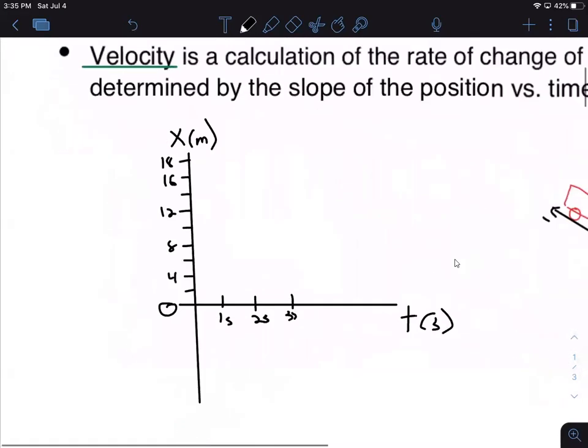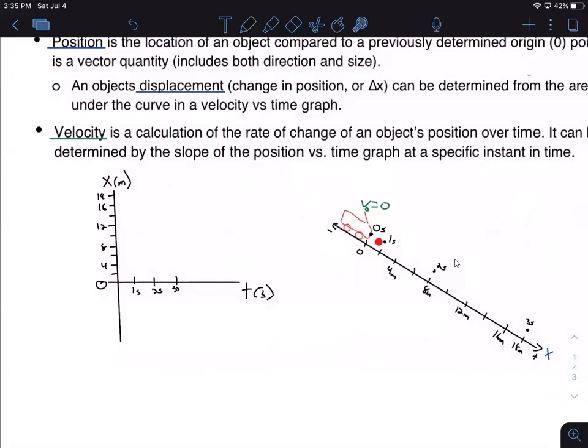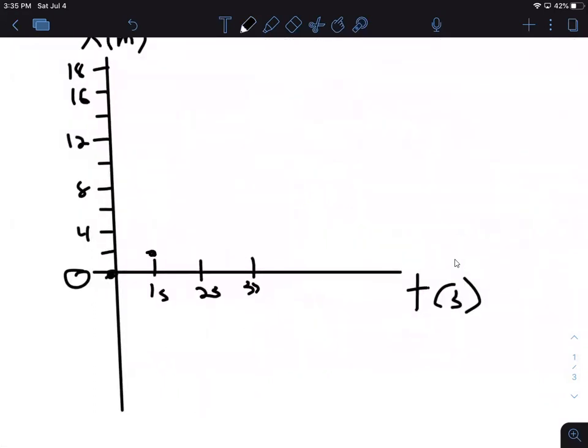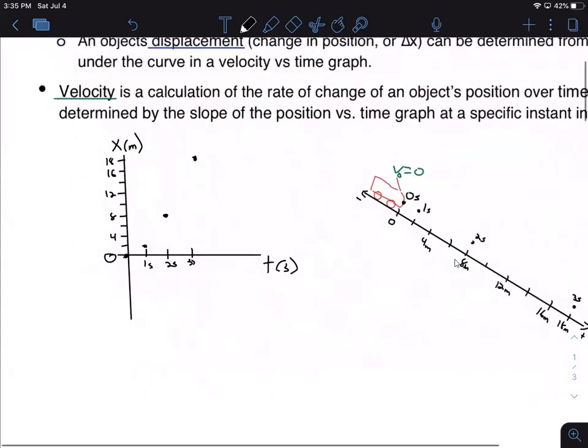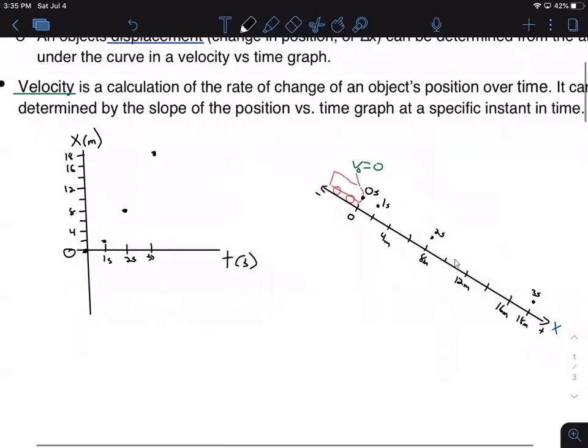And we'll just carry over from our motion diagram. At 0 seconds I was at 0. At 1 second I was at 2. At 2 seconds I was at 8. And at 3 seconds I was at 18. And I'm not going to get these perfect, but pretty close. We're not using graph paper, so it is what it is.